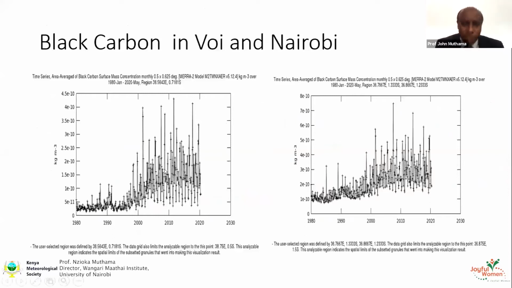Voi being to the left and Nairobi to the right. The patterns show that, of course, the magnitudes are different. The concentrations are different if you look at the graph. When we are talking of the region of 0.1 micrograms per cubic meter, they are low, and we would want to see them as average, but there is variability from Voi to the right. The variability is higher than the one for Nairobi, but the general pattern of increase seems to be evident.